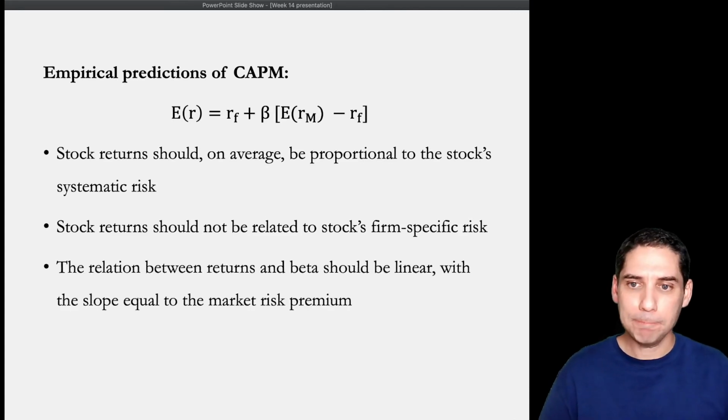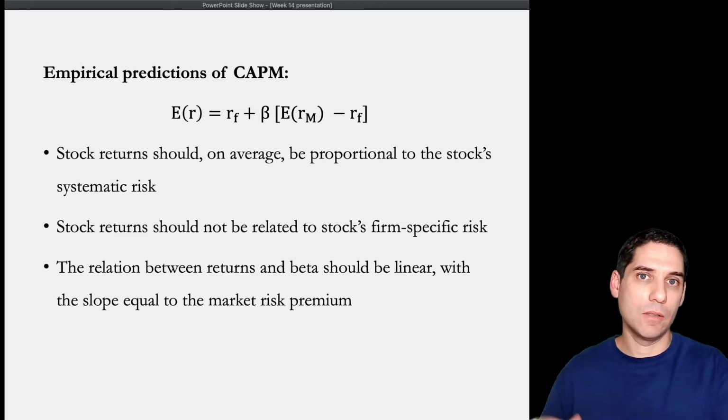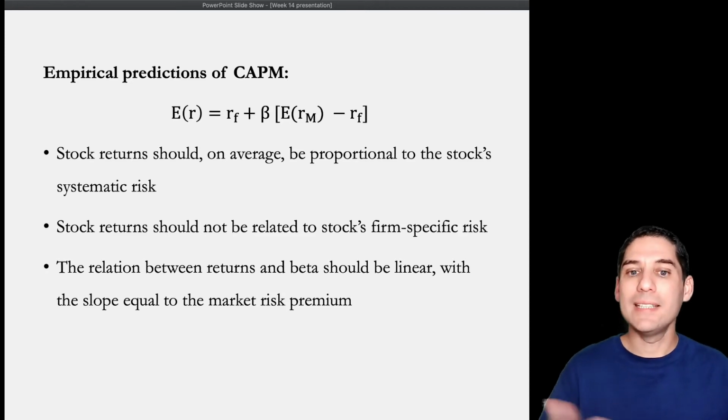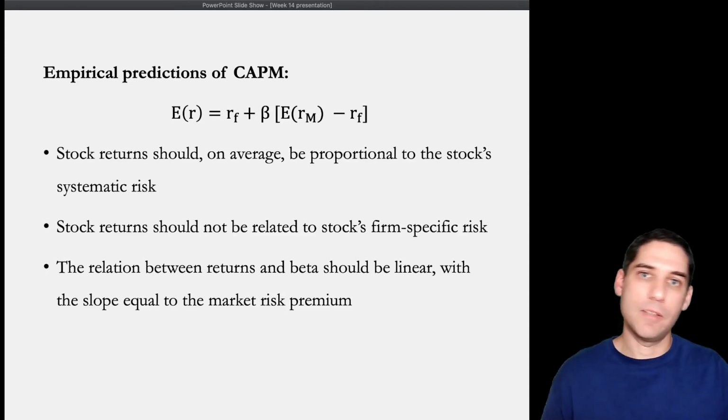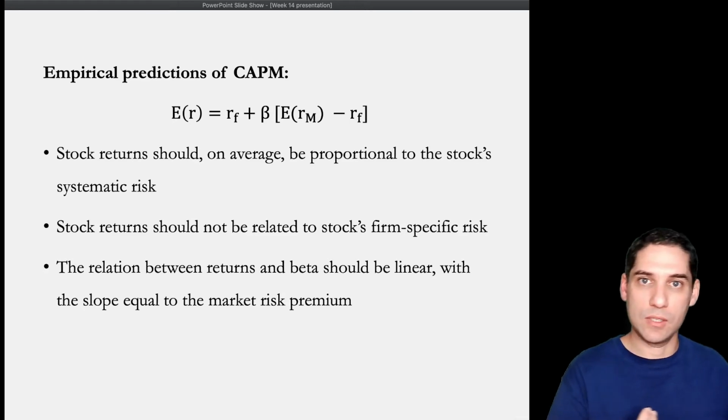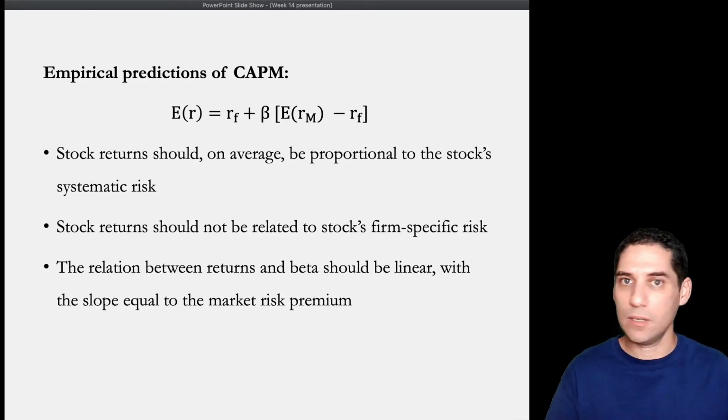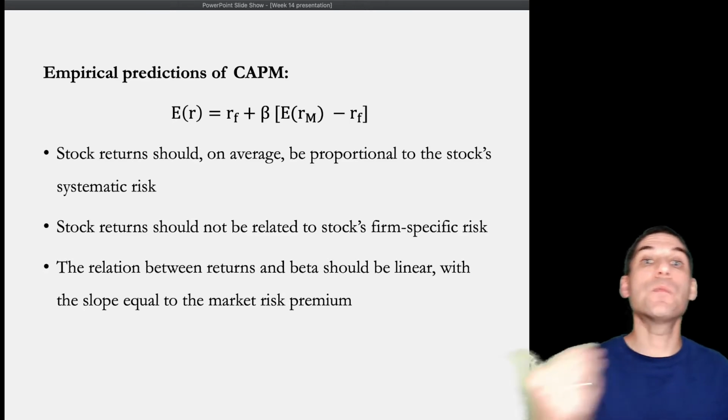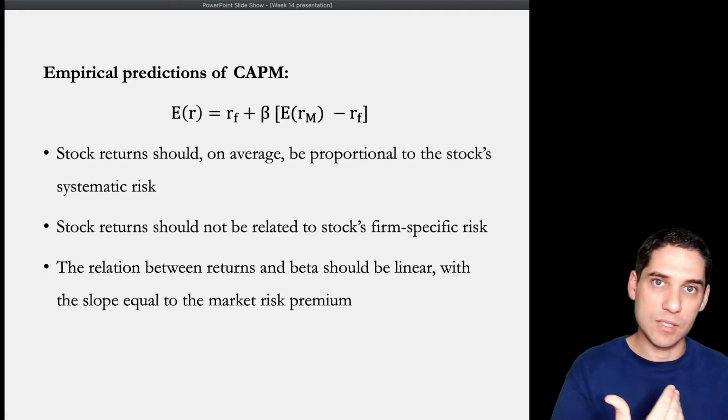And finally, when we look at past returns, the relationship between the returns of, say, a stock and its beta should be linear, meaning that if the beta is 50% as large for one stock compared to another, its risk premium should also be 50% as large, right?